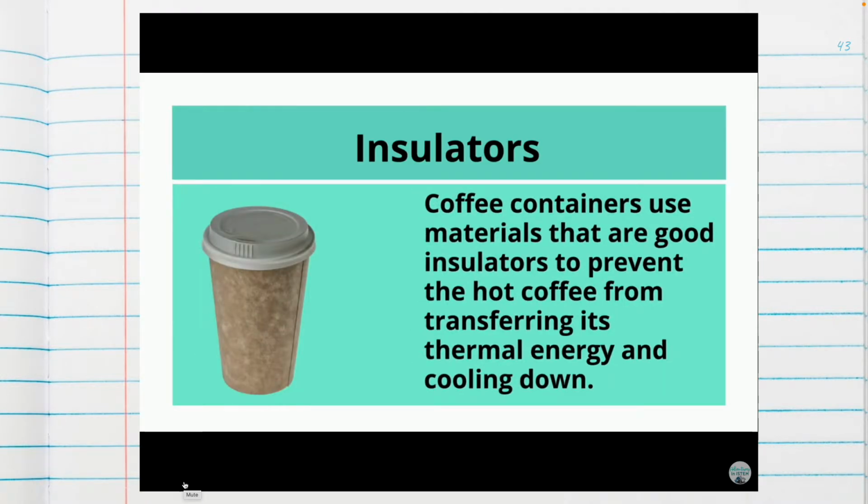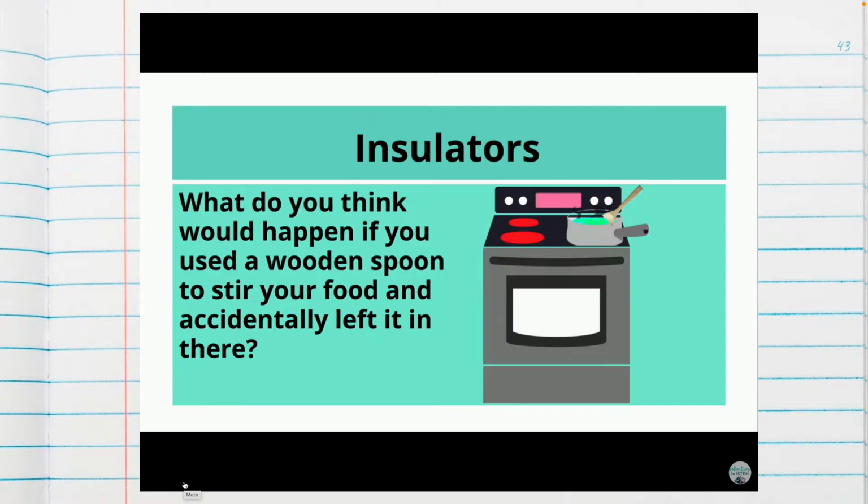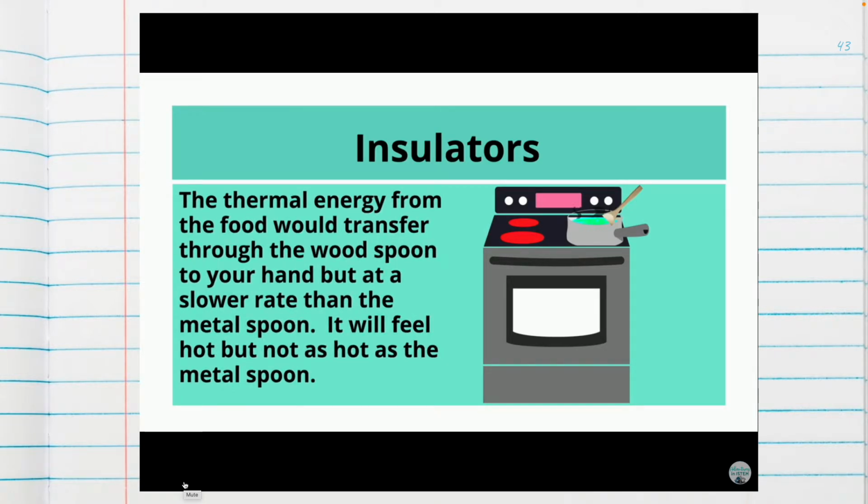Coffee containers use materials that are good insulators to prevent the hot coffee from transferring its thermal energy and cooling down. What do you think would happen if you used a wooden spoon to stir your food and accidentally left that in there? The thermal energy from the food would transfer through the wood spoon to your hand, but at a slower rate than the metal spoon. It will feel hot, but not as hot as the metal spoon.